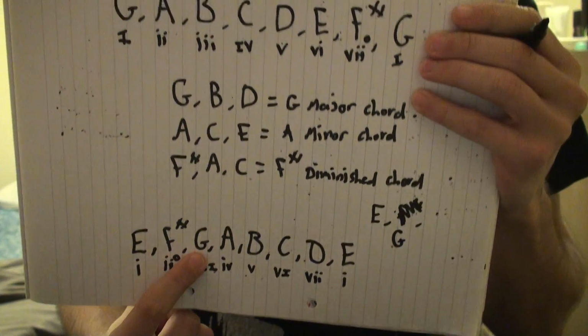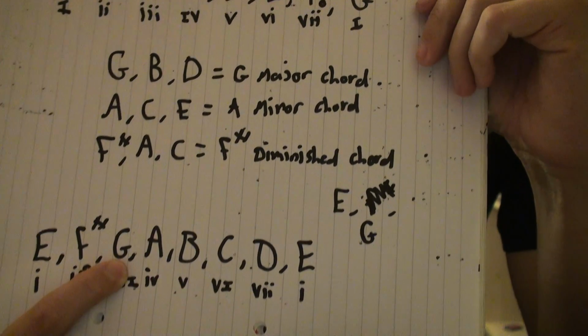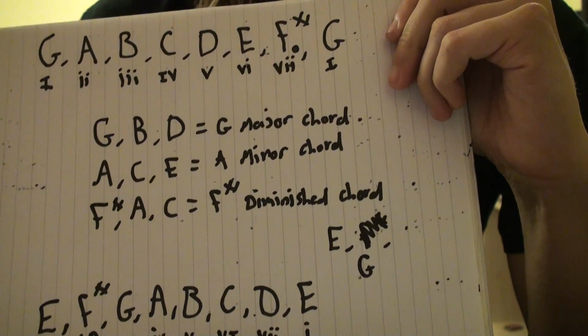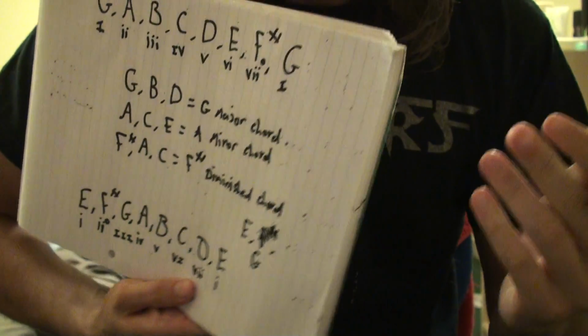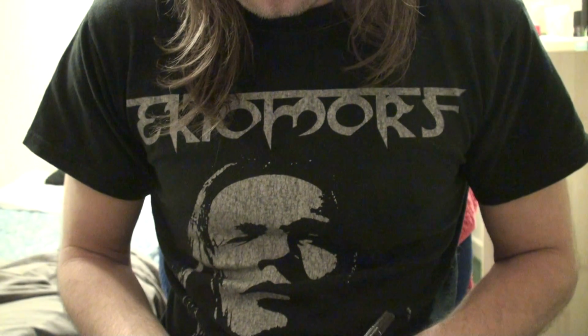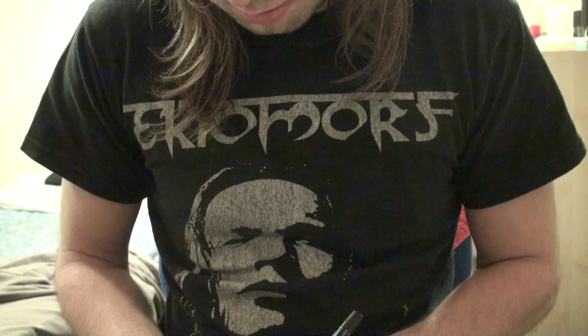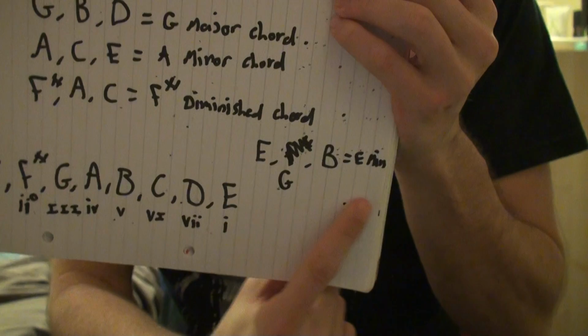From there to there, we have 1.5. Then from our flattened third to our fifth, there are 2. So from a G to an A, there's 2 notes. G and G sharp. From an A to a B, there's A and A sharp. Okay, so we have B. Right, so that is E minor.